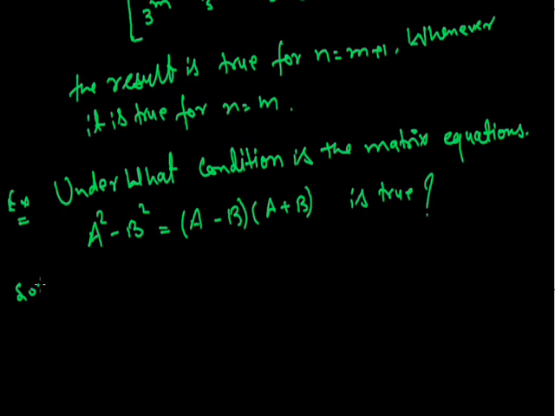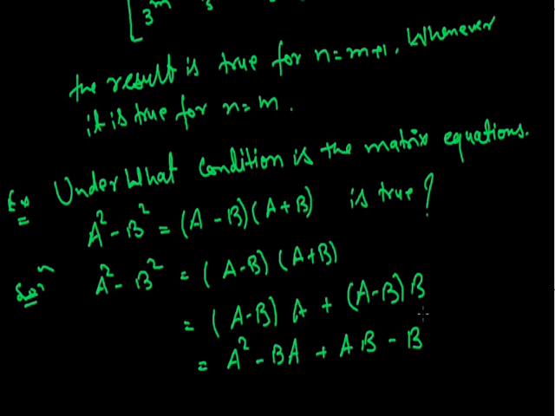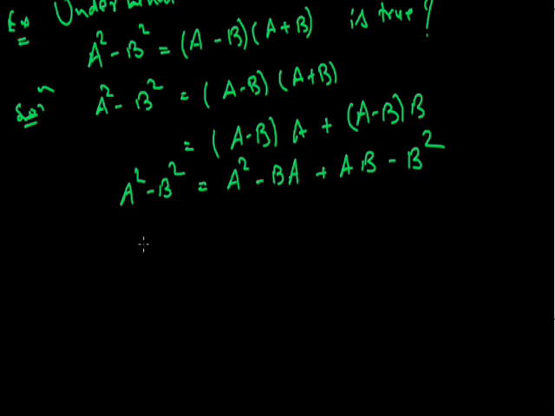Now solution for this. A square minus B square is A minus B into A plus B. Now A minus B is multiplied with A, then A minus B is multiplied with B. So it is A square minus BA plus AB minus B square. Now A square minus B square, so the A square cancels with A square, and minus B square with minus B square. So minus BA plus AB equal to 0. So AB equal to BA means the given matrix equation is true.